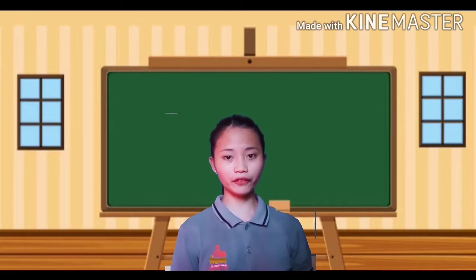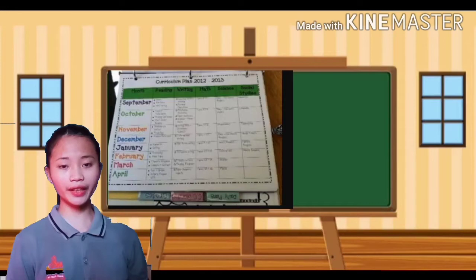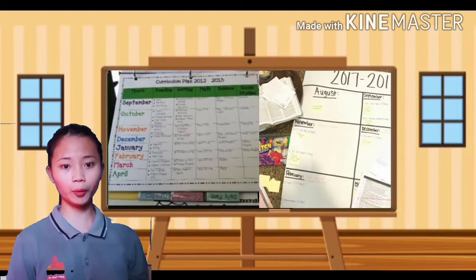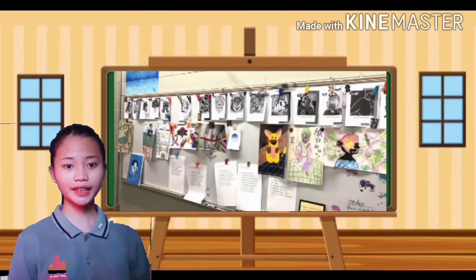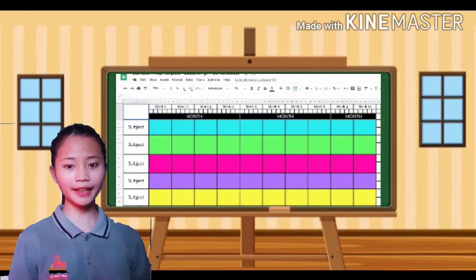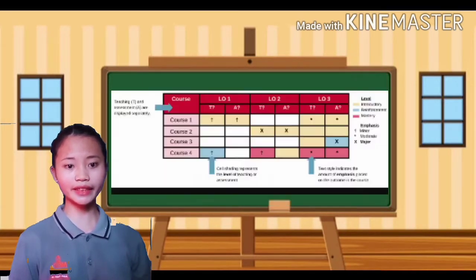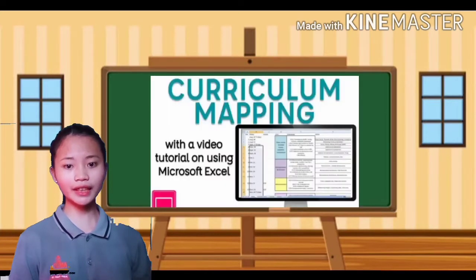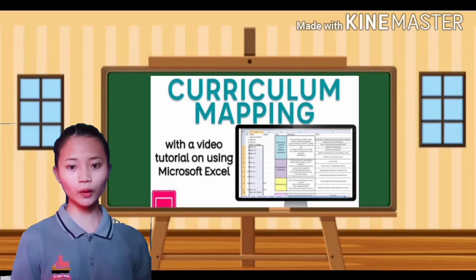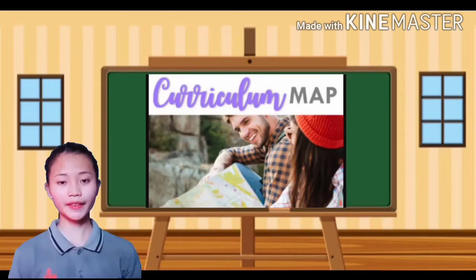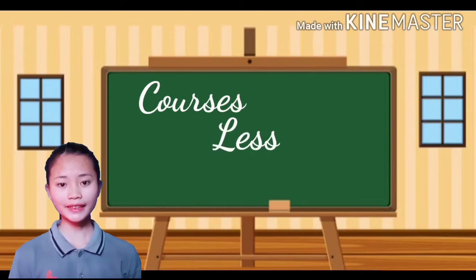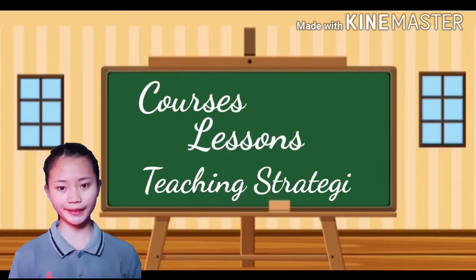Before the advent of computers and the internet, educators would create curriculum maps on paper and poster board. Today, educators are far more likely to use spreadsheets, software programs, and online services that are specifically dedicated to curriculum mapping. The final product is often called a curriculum map, and educators will use the map to plan courses, lessons, and teaching strategies in a school.